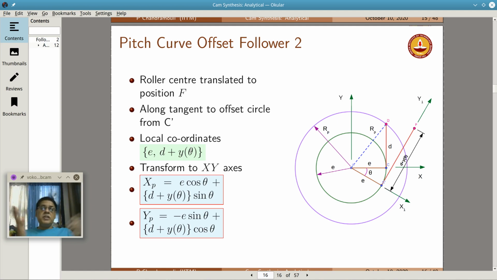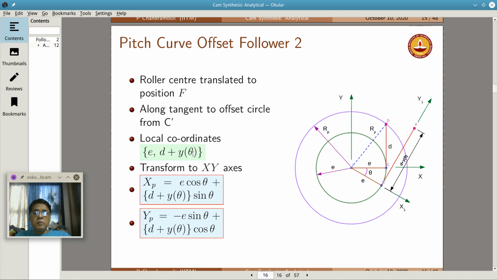Now we apply the same transformation matrix. Remember, XP, YP is cos theta, sin theta, that's the first row, minus sin theta, cos theta, second row, multiplying x1, y1. x1 happens to be E and y1 happens to be D plus Y of theta. Therefore, when we transform to the fixed axis, the pitch curve coordinates become XP equals E cos theta plus D plus Y of theta sin theta, and similarly YP equals minus E sin theta plus D plus Y of theta multiplying cos theta. As I said, if you now put E equal to 0, D becomes RP, and you get back the same equations that were there for the radial follower. So the more general form is the pitch curve with offset, and you can get the radial as a special case by putting E equal to 0.